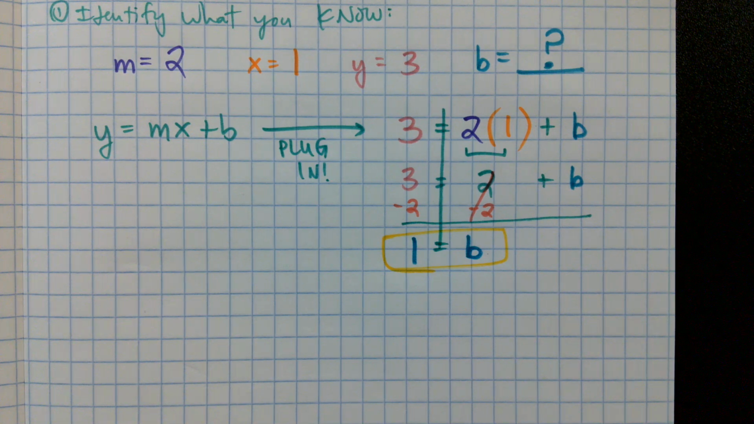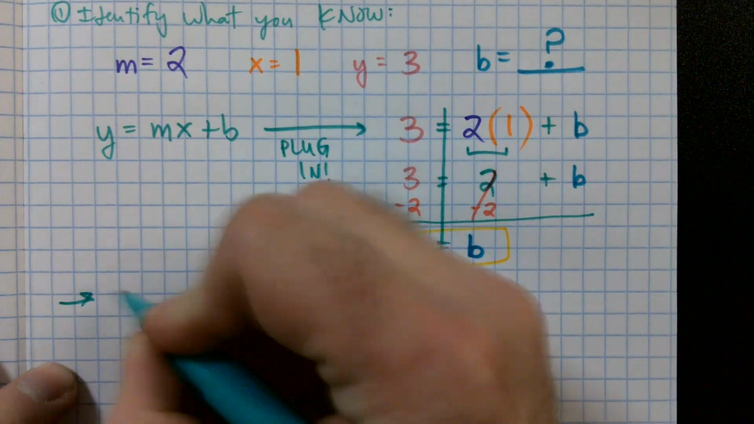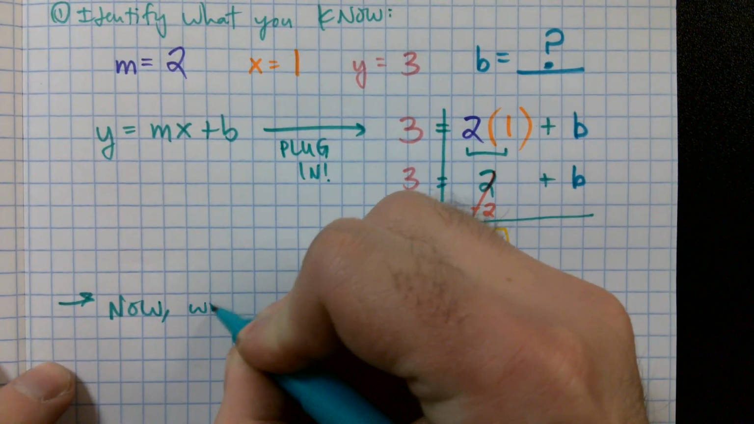That looks shockingly easy. It's easy. Now, we found b, but we're not done, because now we're going to write the equation in slope-intercept form.